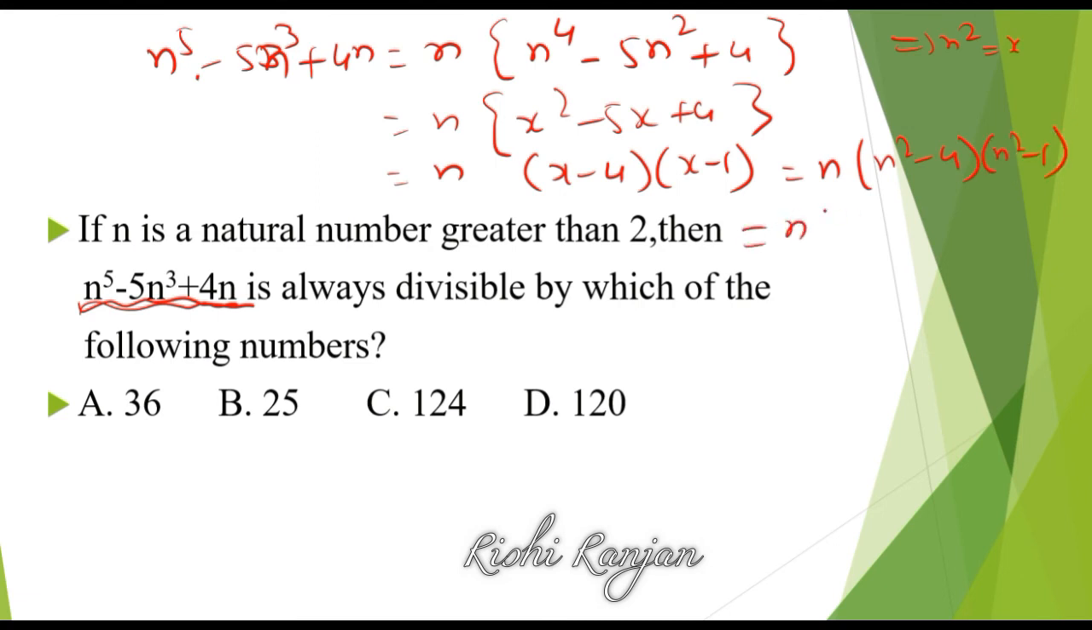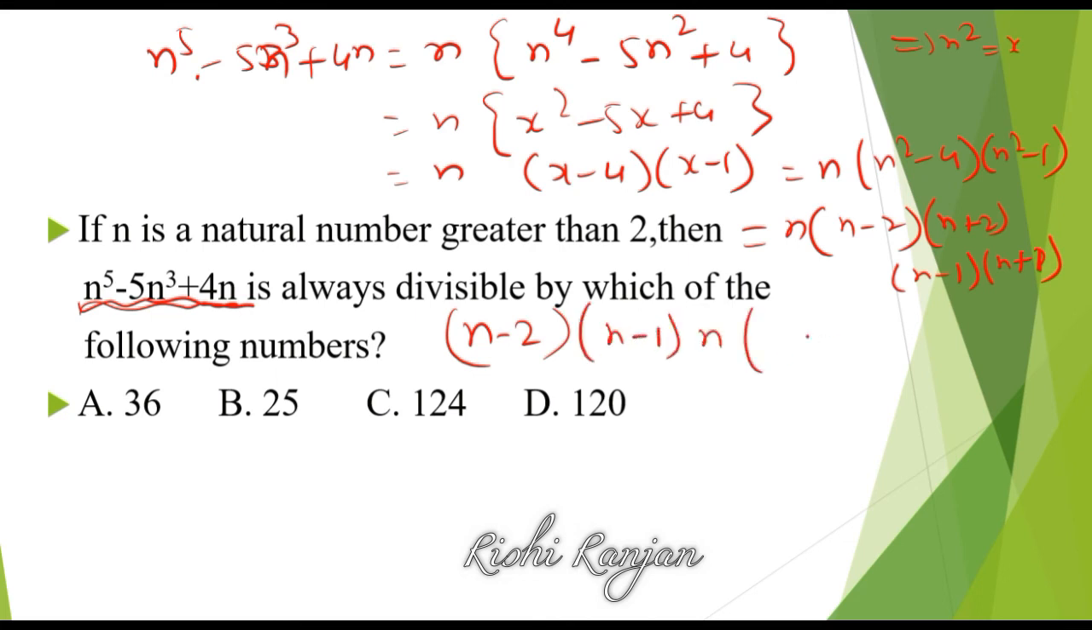After factorizing, I'm getting n into (n^2 minus 2^2), a square minus b square, so (n minus 2) into (n plus 2). Similarly, a square minus b square, (n minus 1) into (n plus 1). But now I have to arrange it in such a way that I'm getting consecutive numbers. Let me arrange it: n minus 2, n minus 1, n, n plus 1, and n plus 2. You can see there are 5 consecutive numbers here.